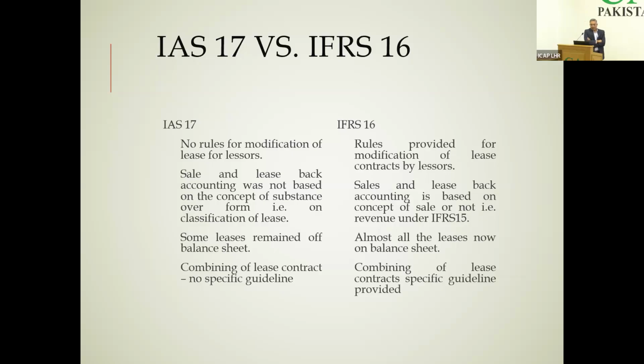And then some leases remained off balance sheet. There was a concept of operating leases in the books of the lessee. But now almost all of the leases will be on the face of the balance sheet as far as the lessee is concerned. Still, the lessor has certain off-balance sheet items. And then whether the lease contracts with different parties, or with a single party where you have more than one contract, can be combined together or not, there was no information in IAS 17, but this IFRS does provide the information and rules for combining lease contracts.